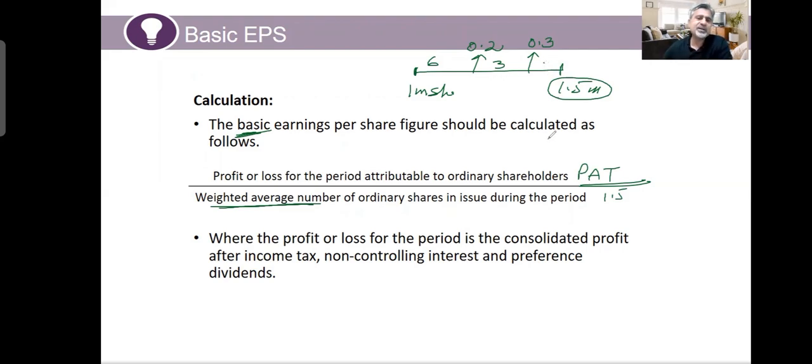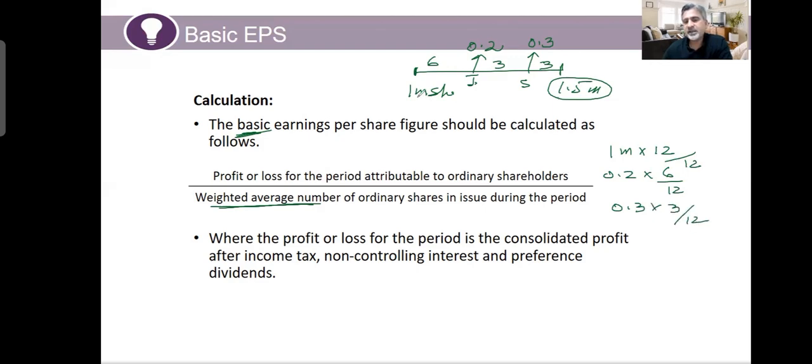Now, for a very simple calculation, let's suppose this is June 30th, and this is September 30th. So I'm just considering a 6 month, 3 month, and 3 month period. There are 2 or 3 ways of doing this calculation. I'll show you one way. I can say that 1 million shares remain for 12 months, because this 1 million you had for the full year. Then you have this 200,000, 0.2. It remained for 6 months out of 12. And then the last 0.3 is like 3 by 12.